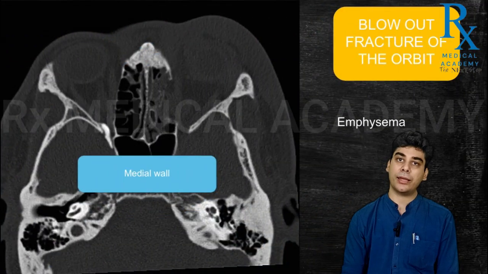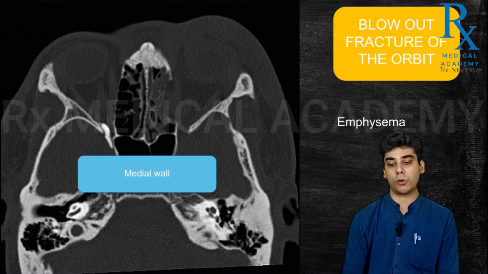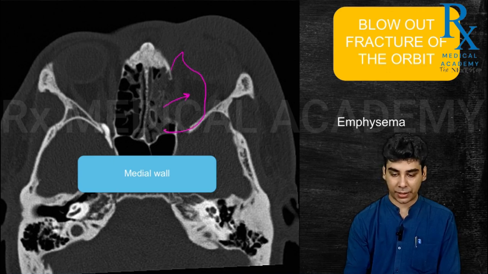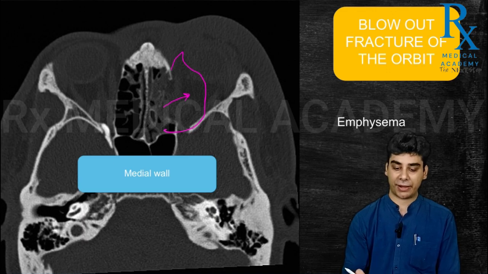Now जैसे आपने blowout सीखा है फ्लोर का, let's come to see the blowout of the medial wall. Now in this case you can see that ethmoid bone यहाँ फ्रैक्चर हो चुकी है और जो एयर है ऑर्बिट में एस्केप हो गई है, इसलिए हमारे यहाँ पर एम्फाइजीमा क्रिएट हो गया इस एरिया में. So medial wall fracture will lead to emphysema.